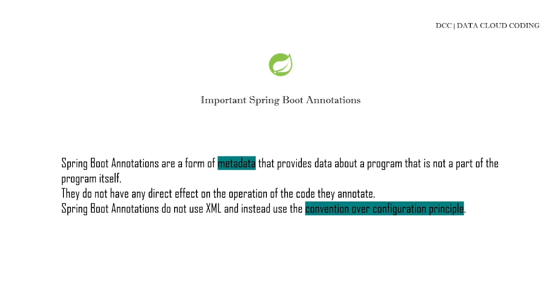So what are Spring Boot annotations? First, let's get to know that quickly and then we will jump into the specific annotations. Spring Boot annotations are a form of metadata that provides data about a program that is not a part of the program itself. They do not have any direct effect on the operation of the code that they are annotated on. And these annotations do not use XML. Instead, these annotations use the convention over configuration principle.